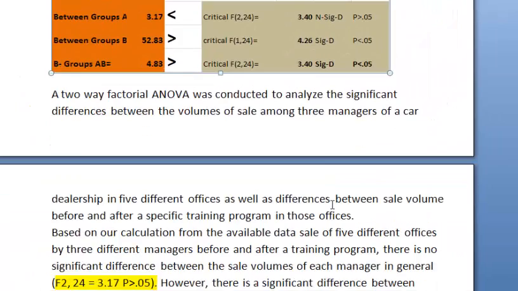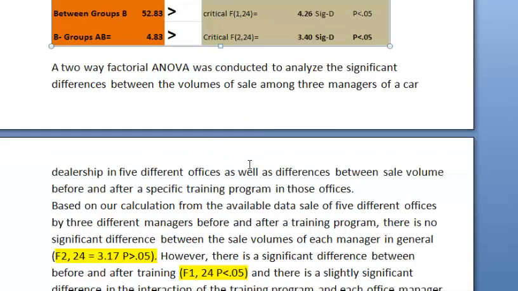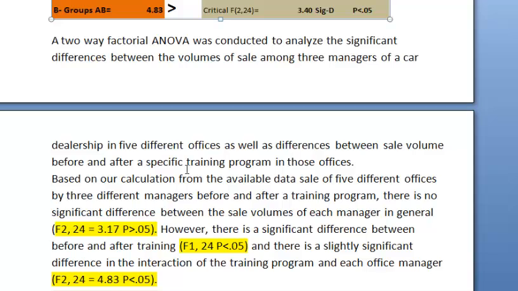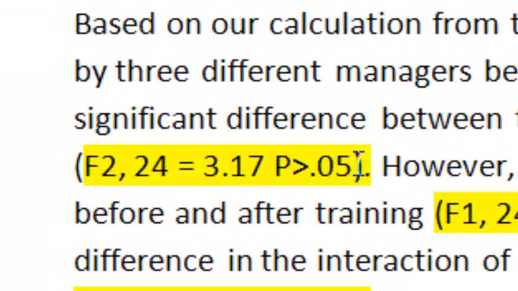So now I'm going to look at your write-up here. Was conducted to analyze significant. Okay, so you told us what they were doing. Okay, based on our calculations, with three different managers, there is no significant difference between. That part is correct. Bam. But you see this? You wrote this up wrong. Okay, watch. It should be F.